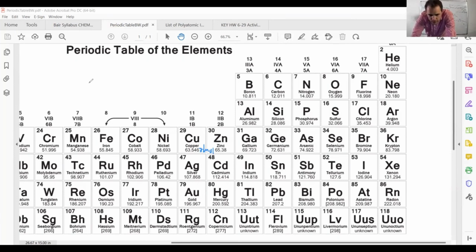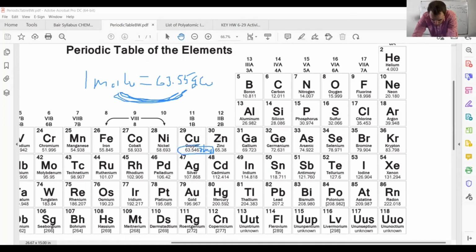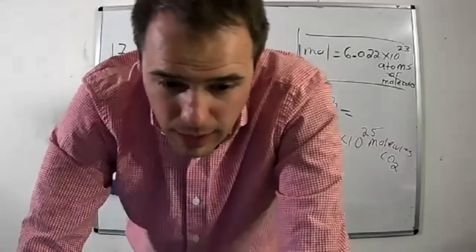So what it's saying is on average, 1 mole of copper, if you wanted to have 6.022 times 10 to the 23rd of copper, it would weigh 63.55 grams. These average atomic masses are actually our bridge between grams and moles. So you have to remember that these have units of grams per mole. And these are going to allow us to go from mass to moles because all these elements have different masses. It's going to allow us to go back and forth.